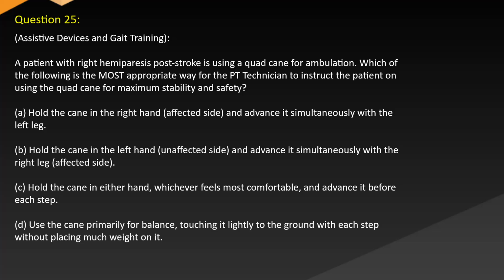A. Hold the cane in the right hand, affected side, and advance it simultaneously with the left leg. B. Hold the cane in the left hand, unaffected side, and advance it simultaneously with the right leg, affected side. C. Hold the cane in either hand, whichever feels most comfortable, and advance it before each step. D. Use the cane primarily for balance, touching it lightly to the ground with each step without placing much weight on it.